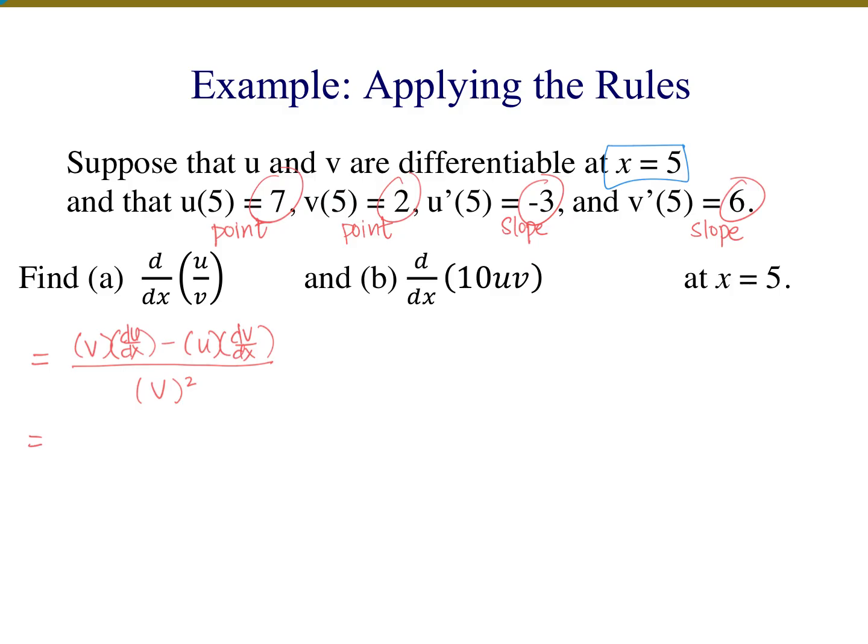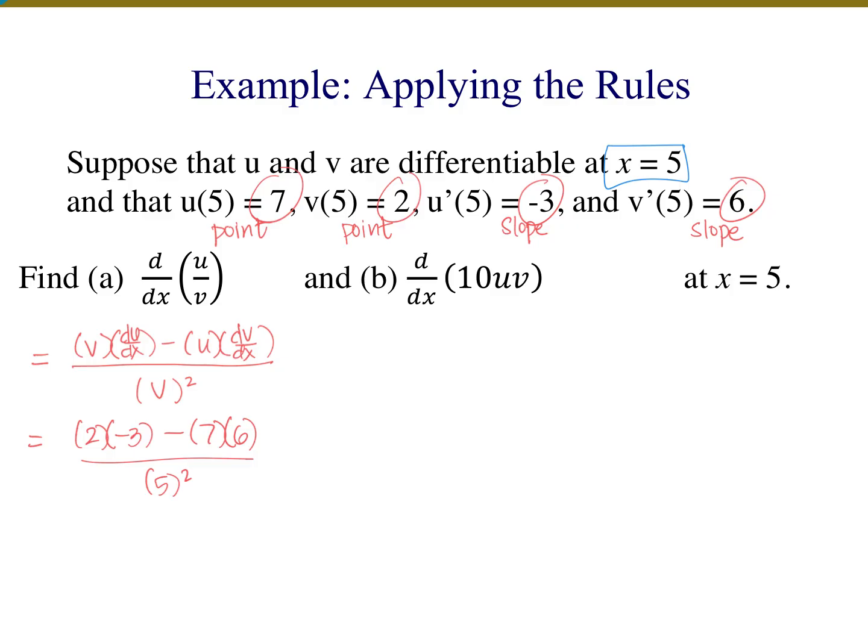So then go back and grab your numbers. So the point would be 2, the slope would be negative 3. The next point would be 7, and the slope would be 6, all over 5 squared. So make sure you're putting the points in the right spot and the slope in the right spot.